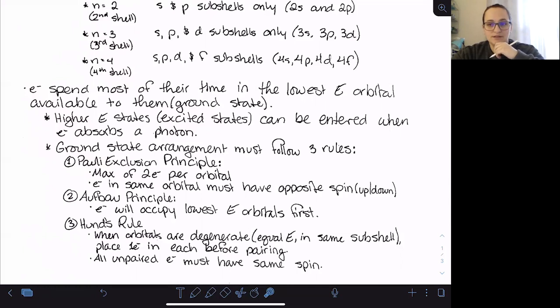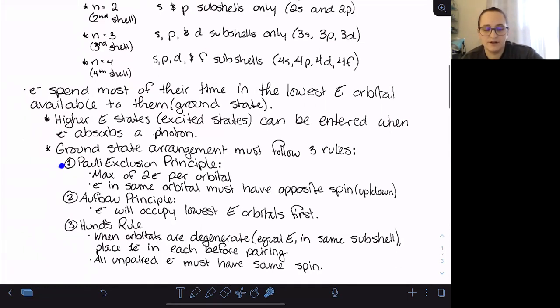And so we typically express that as what we call the ground state electron configuration, meaning the lowest energy configuration possible. Higher energy states, known as excited states, can be entered when an electron absorbs a photon, but the electron doesn't usually stay there. It absorbs some energy, goes to a higher energy orbital for a little bit, and then usually spits that energy right back out and goes back to the ground state or some lower energy state. So when we're figuring out our ground state arrangement for electrons, there are 3 rules that we need to follow.